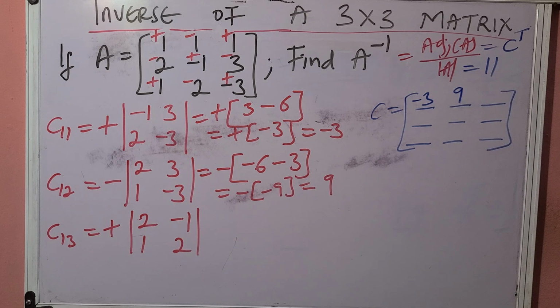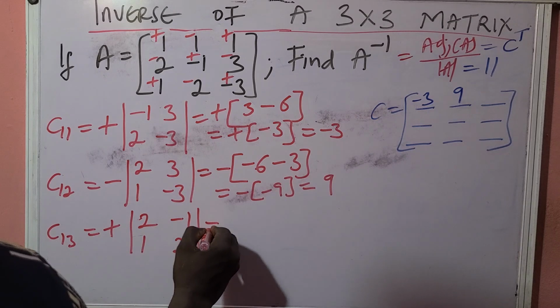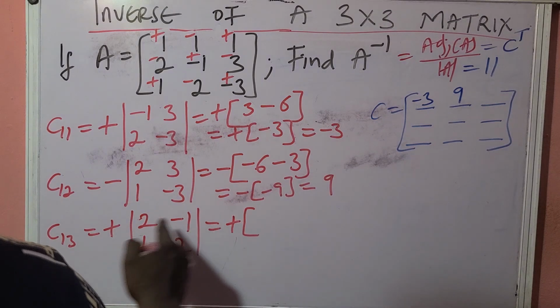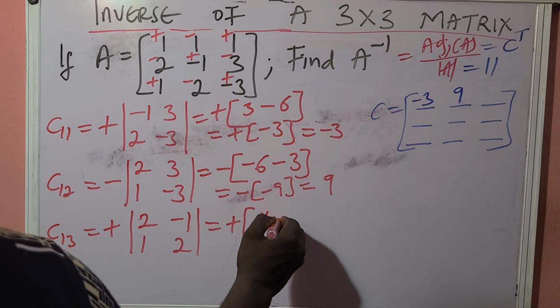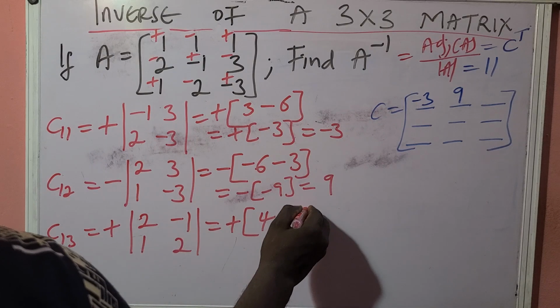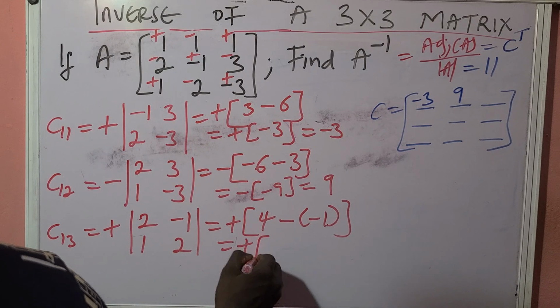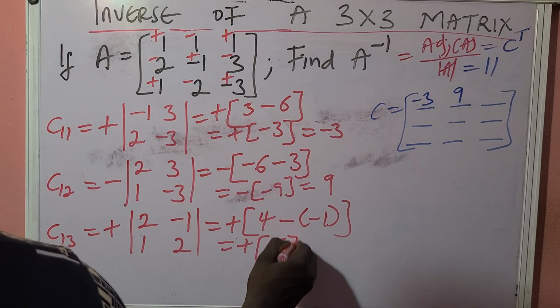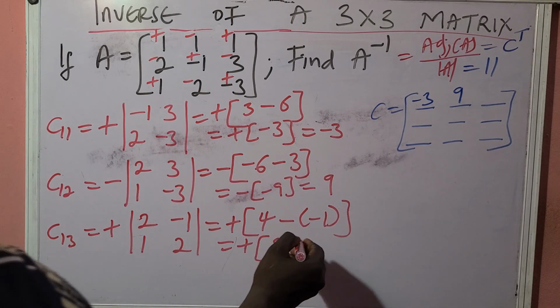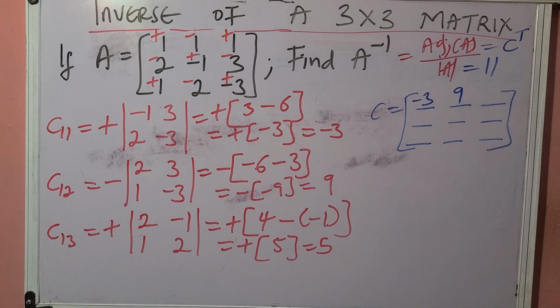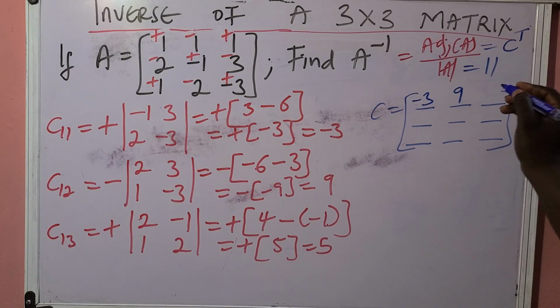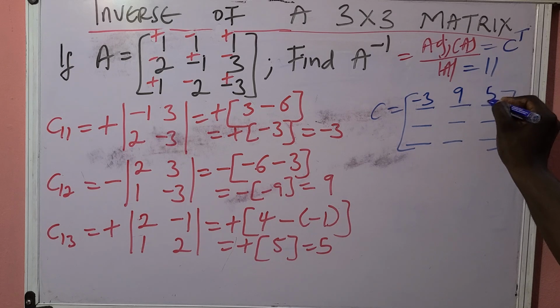And then the third value there, C13, we go on to do the same. 2 times 2, that will be 4, minus 1 times minus 1, minus 1. This will be plus 4 plus 1, 5. So our value there is 5. We can go on to fix that as our C13. That will be 5.